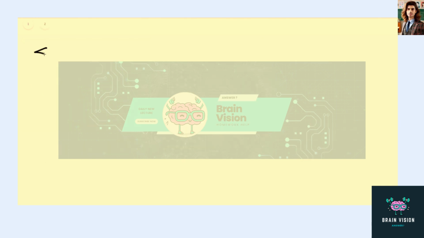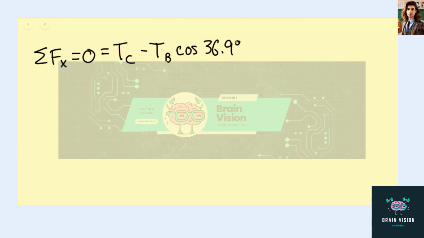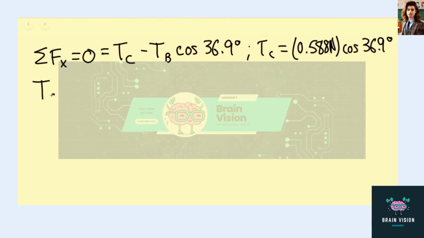So this would be your B, this is your A, and then for C, we can say that the sum of forces in the x direction equals 0, because this is in translational equilibrium. And this would be equal to TC minus T sub B cosine of 36.9 degrees. And so we find that TC is going to be equal to 0.588 newtons times cosine of 36.9 degrees. And we find that T sub C is going to be equal to 0.470 newtons.